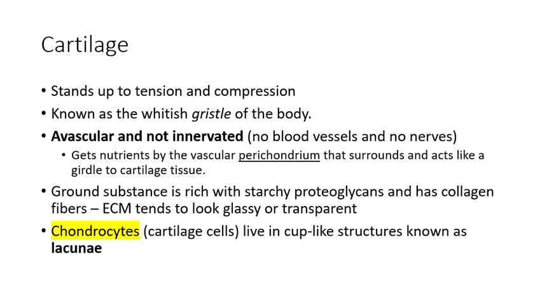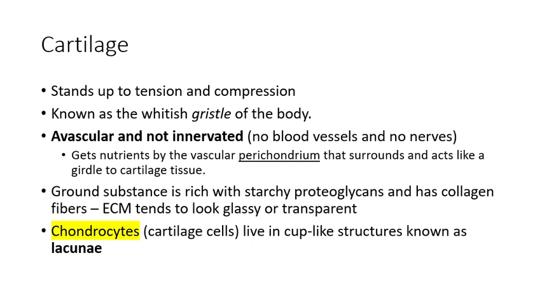All right, next we're going to look at cartilage. This is a tissue that has a lot of buoyancy, and it's gel-like but with a slightly more hardened ground substance. Cartilage is also sometimes known as the whitish gristle of the body. When we talk about cartilage, we're talking about hyaline cartilage, elastic cartilage, and also fibrocartilage. And all of these cartilages are avascular.